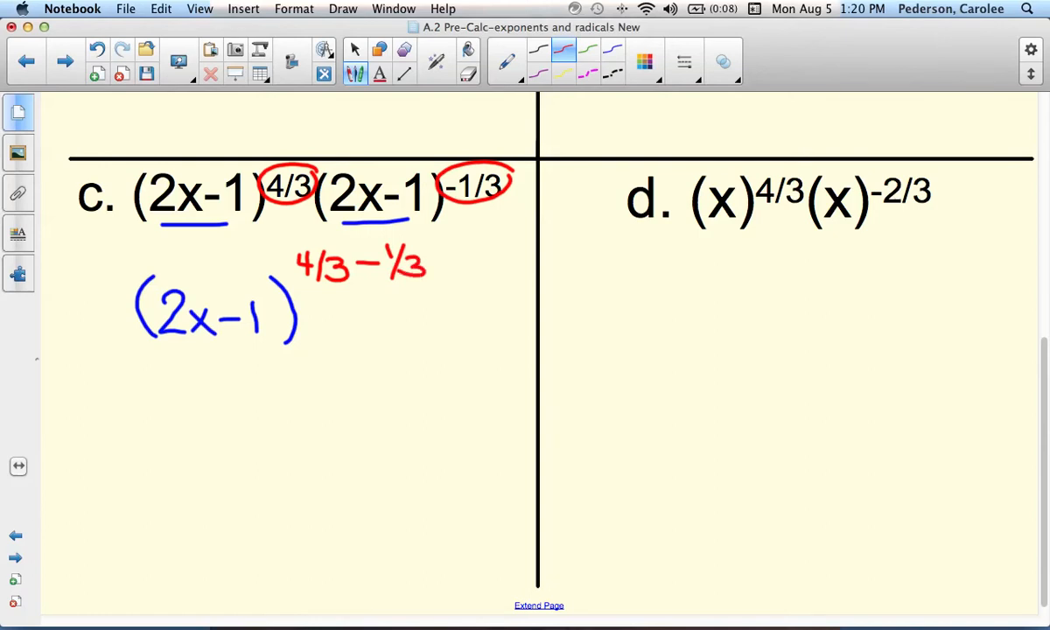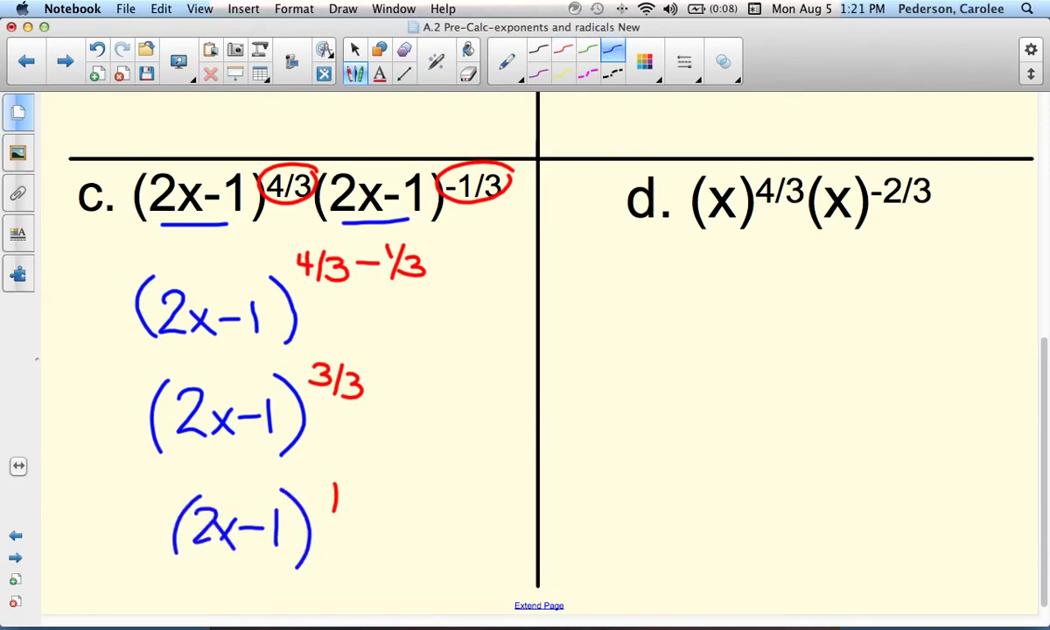Now we simplify that fraction. 4/3 minus 1/3 is 3/3. And we still have that base of 2x minus 1. Well, 3 over 3 as a fraction reduces to 1. And then raising 2x minus 1 to the first power, anything raised to the first power is just itself, so you can just rewrite it as 2x minus 1.